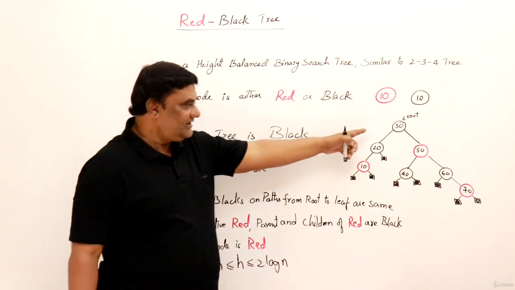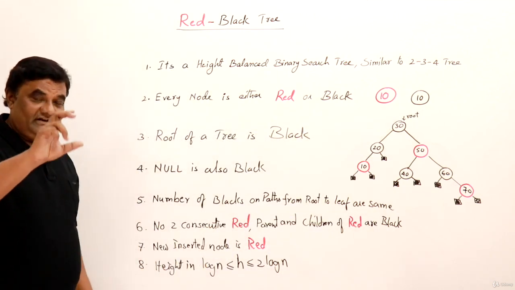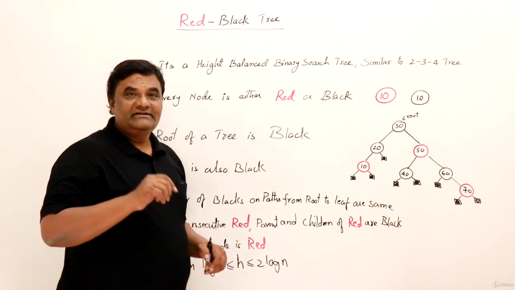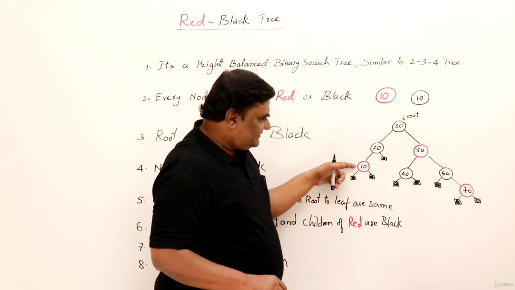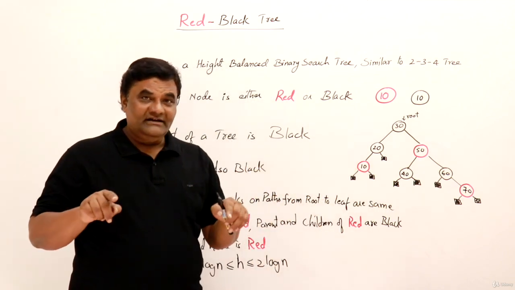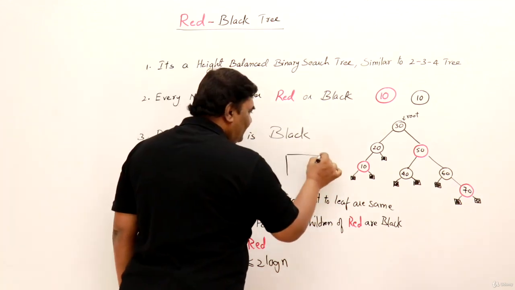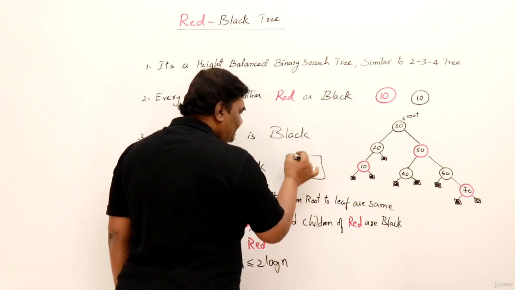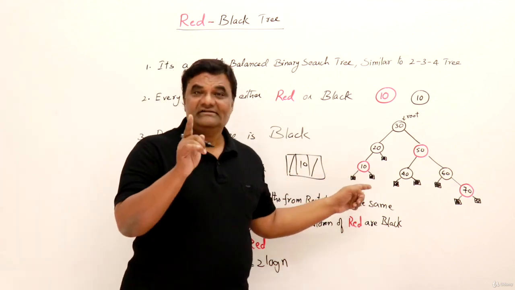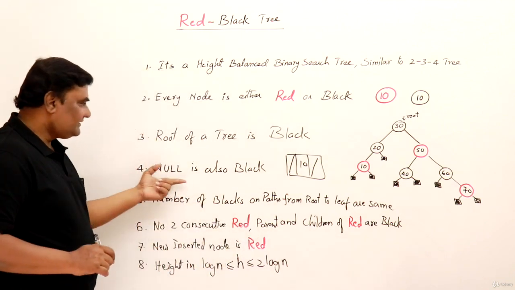So here you can see I have taken an example of red-black tree. This root is black. So root of a tree, that is the main node, the first node, is always black. Then nulls are also taken as black. See here, after this node, this is a leaf node. So this doesn't have any child. But nulls are there. If you know the linked representation of a binary tree, a node will have a key value, and if it is a leaf node, then these pointers will be null. So those nulls are also treated as black. So I am highlighting them as black here. So nulls are also black.